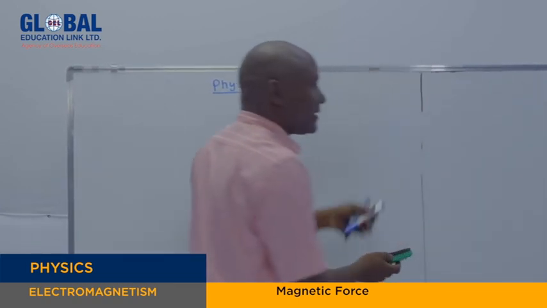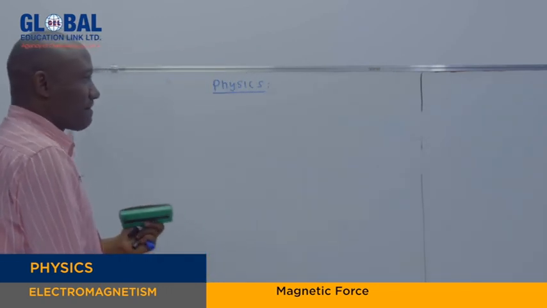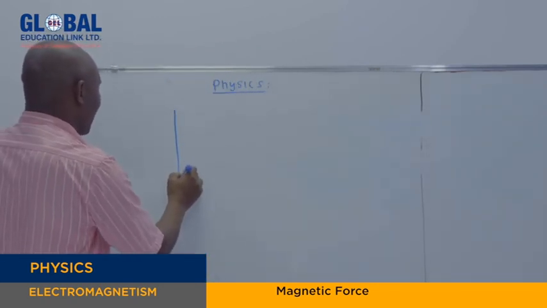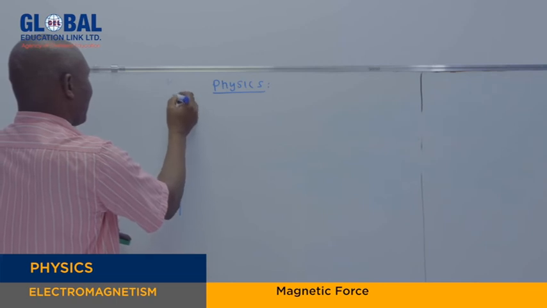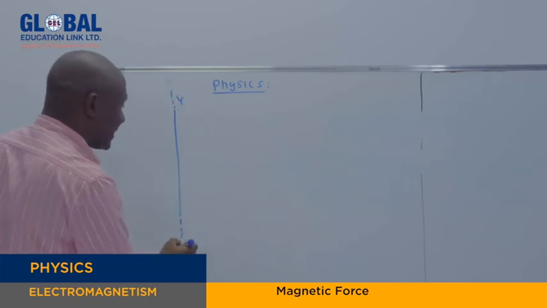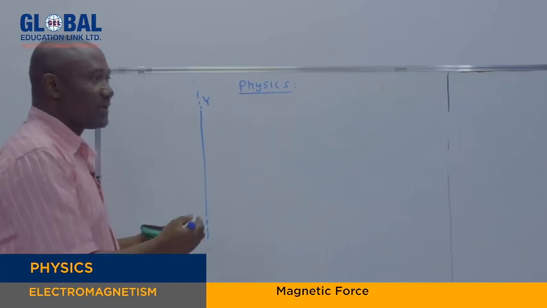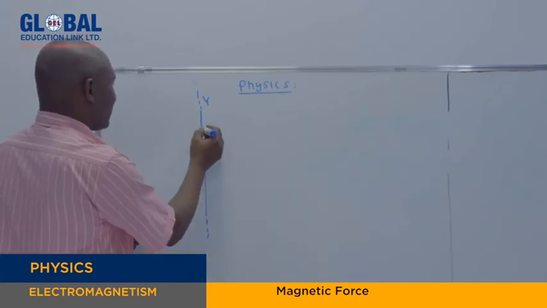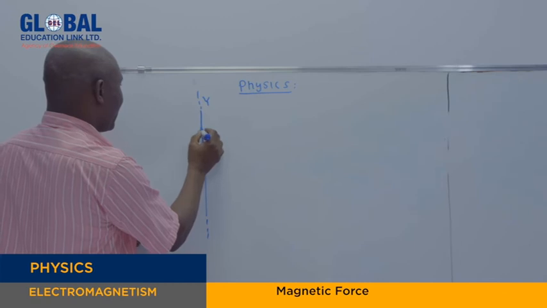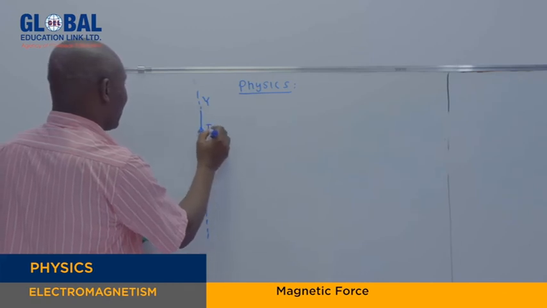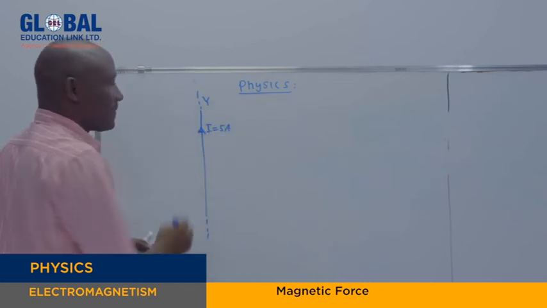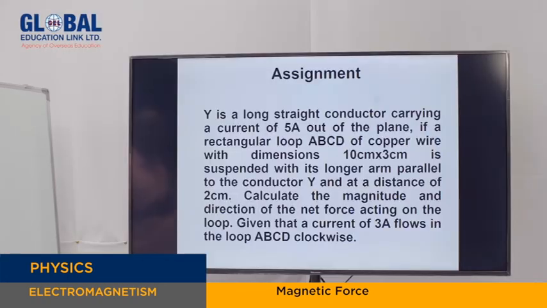If you are given such a question, step number 1, you draw that wire Y. As I told you before, that wire is given as the name. Long straight wire is an infinite wire. It carries a current of 5 out of the plane. So you should indicate the current direction of this wire as 5 ampere. And that is the wire Y.